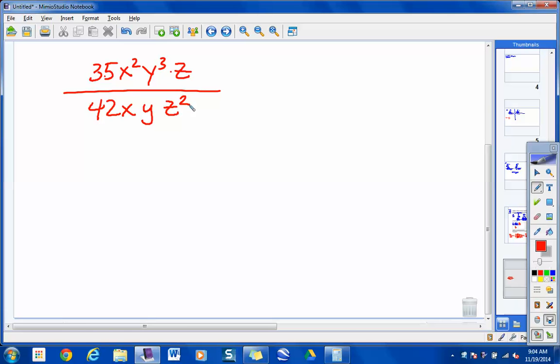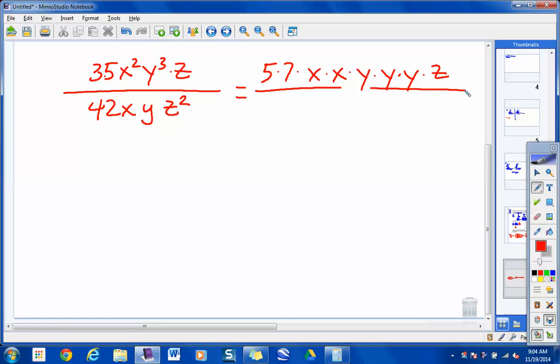I'm trying to decipher this. 5. Right? And then what else do I got? I got a Y here. Lily, help me break the first one down. What'd you have? X and Y, but you're missing a Y here, because we had 5 times 7. How many X's? 2. 1 Y. How many Y's? 3. And a Z, right?